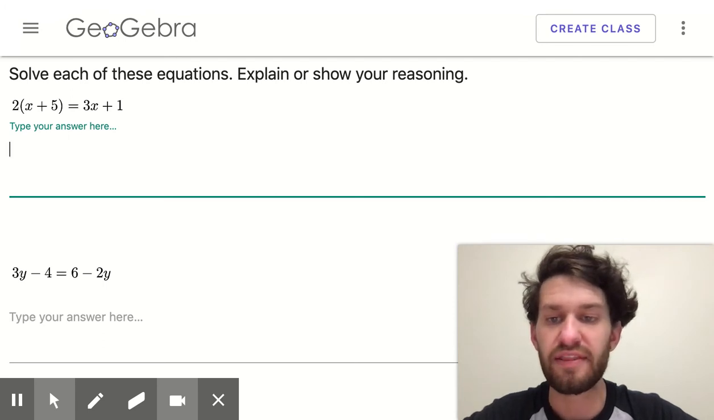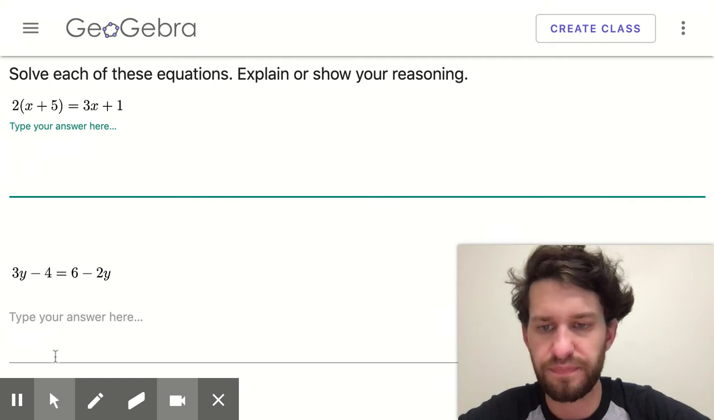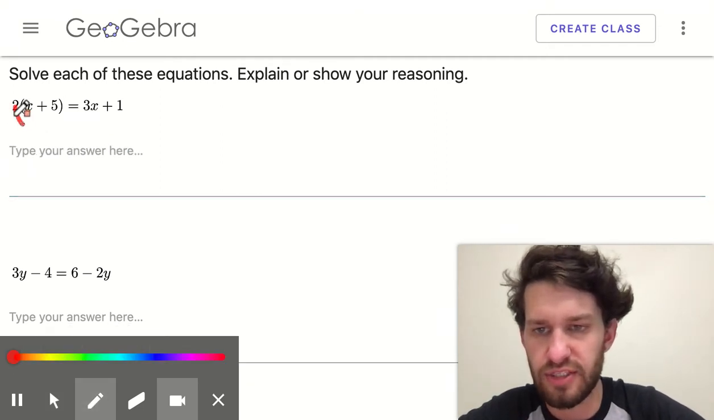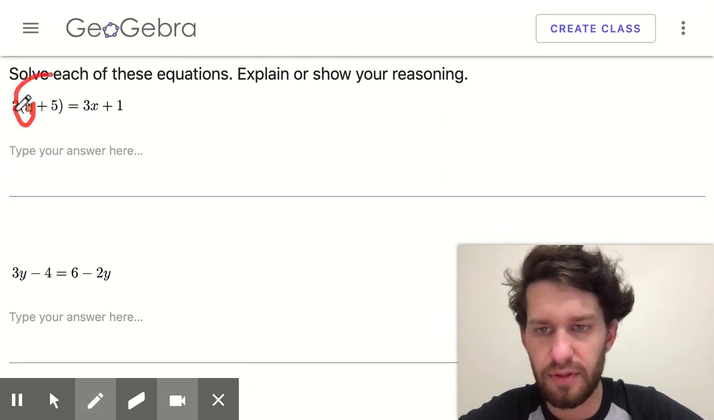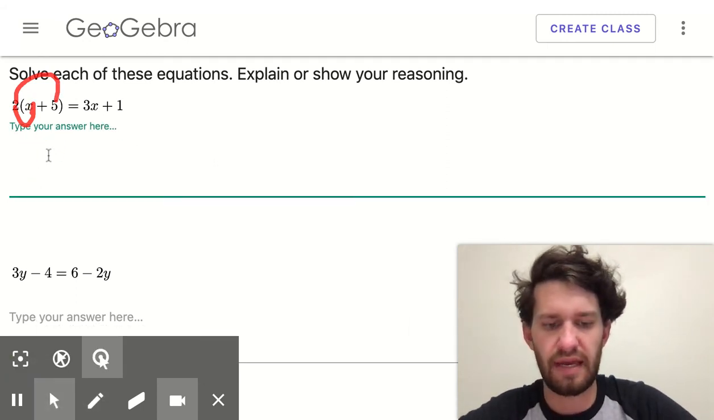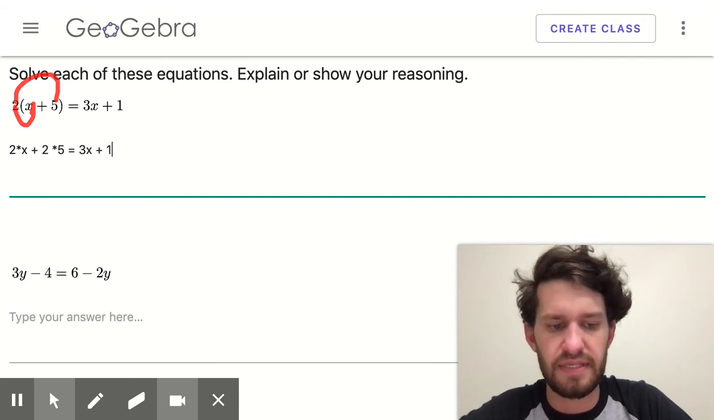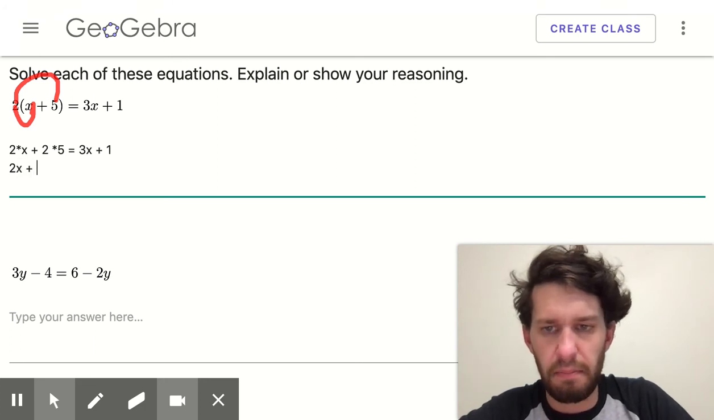So remember, we said the first thing we have to do when we have those parentheses is we have to distribute. So I am going to multiply 2 times x, and I'm going to multiply 2 times 5. Plus 2 times 5 equals 3x plus 1. So that's going to leave me with 2 times x plus 2 times 5 is 10 equals 3 times x plus 1.